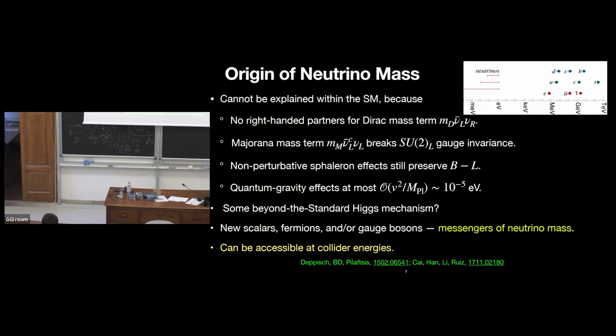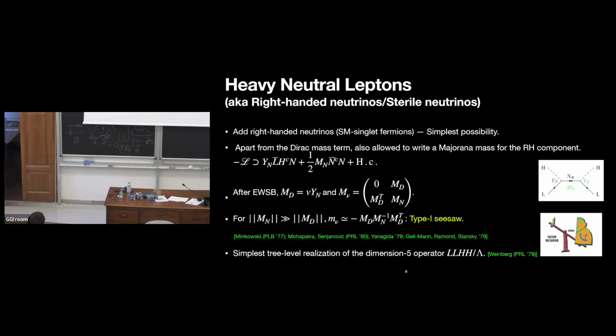So the hope is that if these particles are accessible to the colliders, then we might be able to produce them directly and see their effect and understand the neutrino mass mechanism. Okay? So that's the idea here.